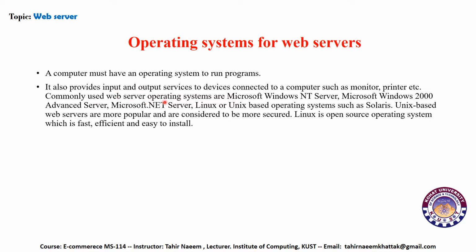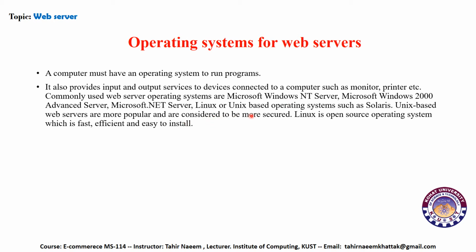Commonly used web server operating systems are Microsoft Windows NT Server, Microsoft Windows 2000 Advanced Server, Microsoft .NET Server, Linux, and Unix-based operating systems such as Solaris. Unix-based web servers are more popular and considered to be more secure. Linux is open source software which is fast, efficient, and easy to install. So there are different operating systems available in the market which are used for web servers, here Windows NT, Windows 2000, Linux, or Unix-based.